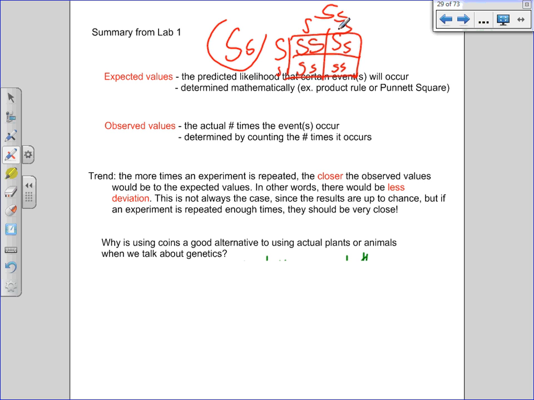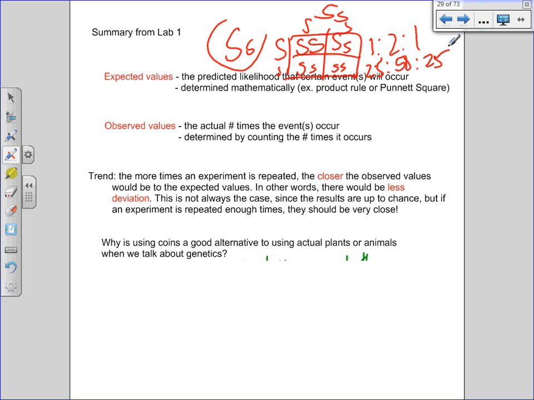instead of 1 to 2 to 1, you'd expect it to be 25 to 50 to 25 if we looked at 100. Okay, so that's where they got the numbers in their first table. That's expected. So that's what we expect or mathematically figure out using the Punnett square.